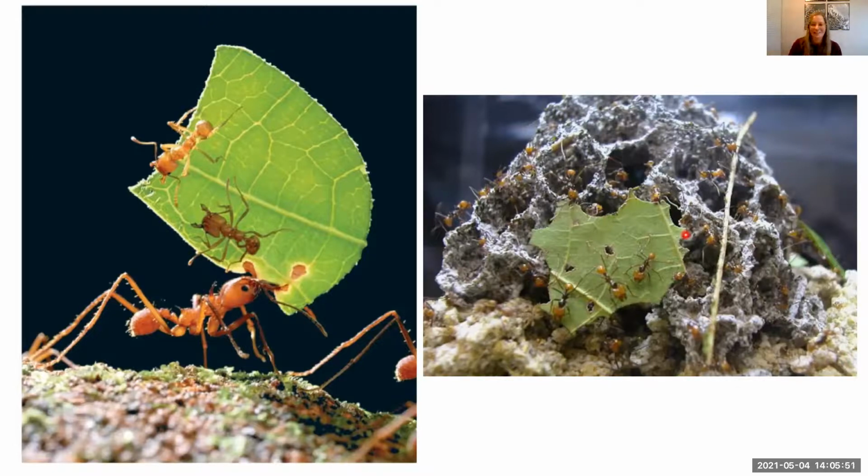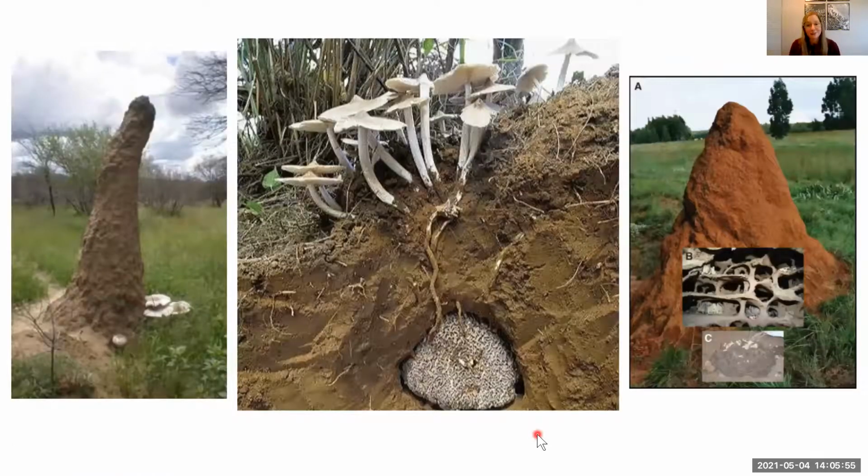It's an amazing system. And ants aren't the only ones that do it. Termites do it too. So this is what we call a termite tower. And you can see down at the bottom, there's these mushrooms coming out. That's because if you clear away this termite tower, under it, there is a comb of fungus.